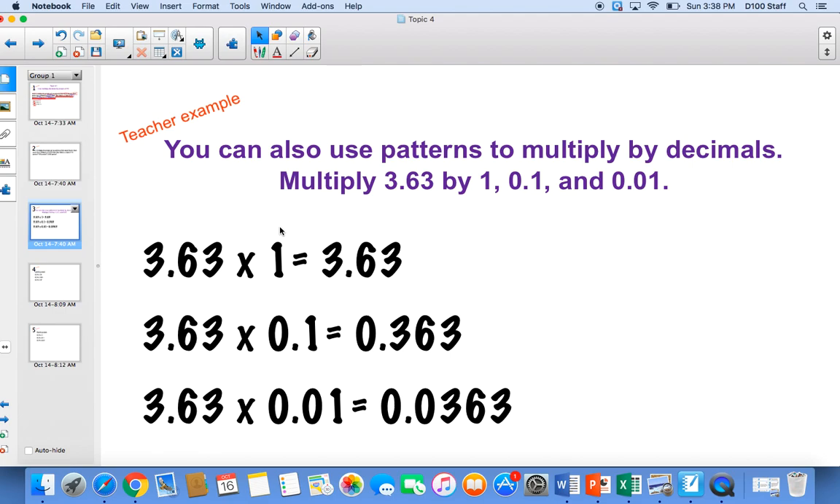You can also use patterns to multiply by decimals. So here we're going to multiply 3 63/100 by 1, 1/10, and 1/100th. Before, when we were multiplying by 10, 100, and 1,000, we were moving our decimal to the right, so our product was getting bigger. Now that we're multiplying by decimals over here, we're going to be moving our decimal to the left, so our answer is going to be getting smaller.